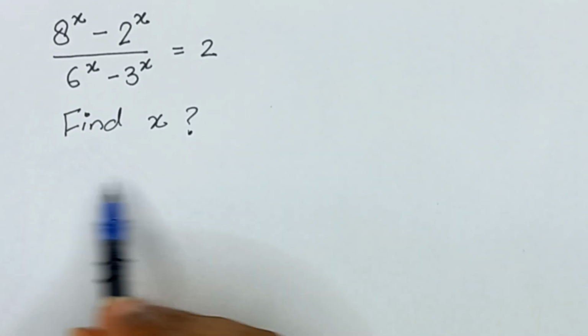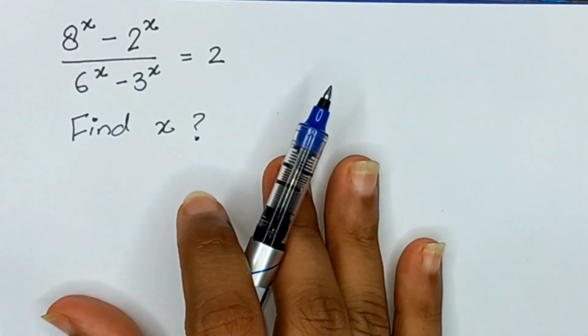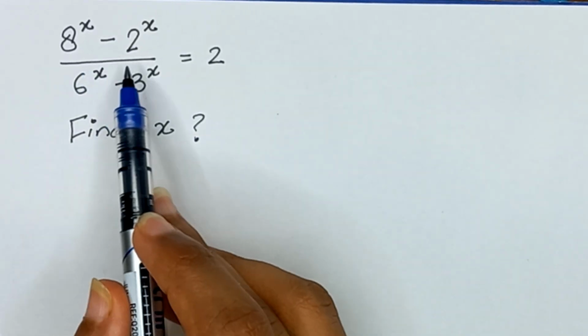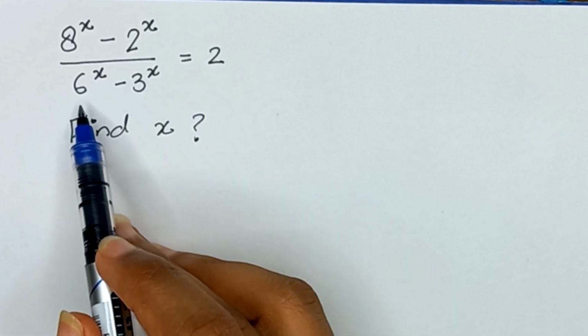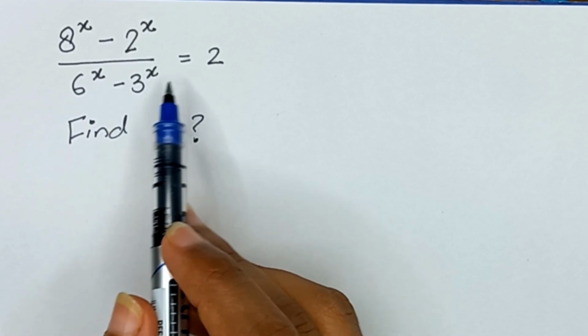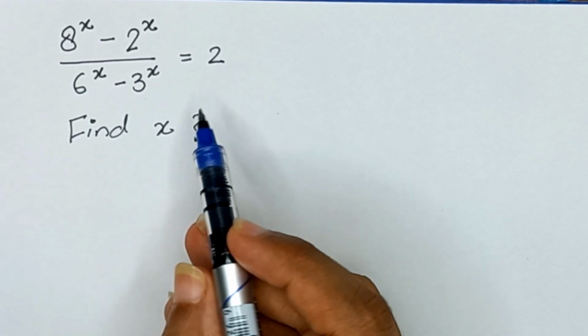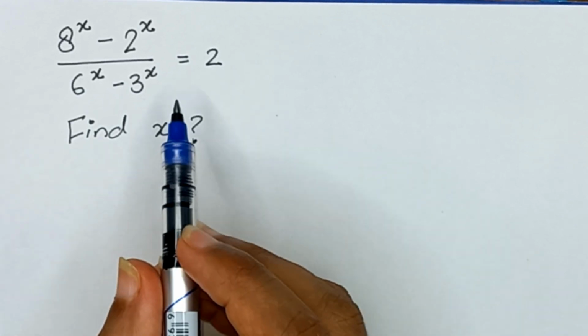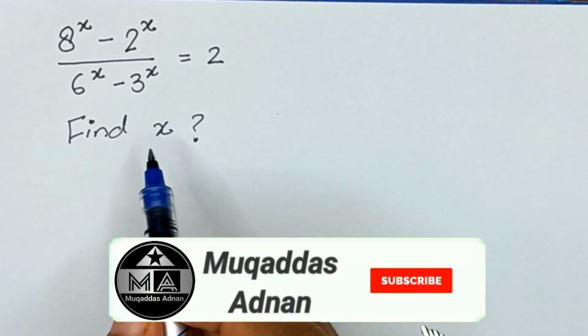So in this video we will find the value of x from this given equation, which is (8^x − 2^x) / (6^x − 3^x) = 2. So what do we do to find the value of x?